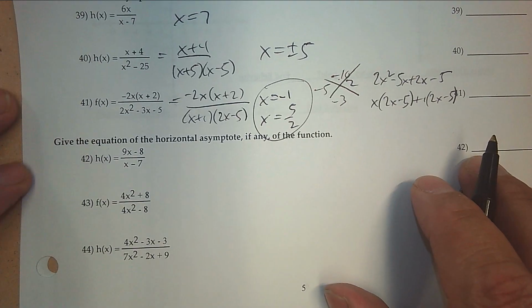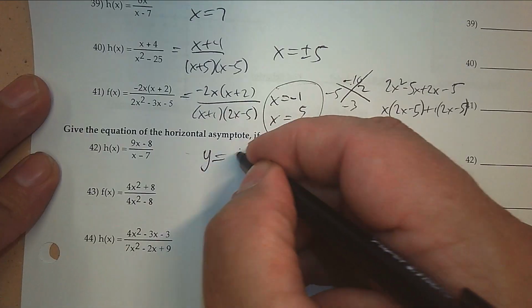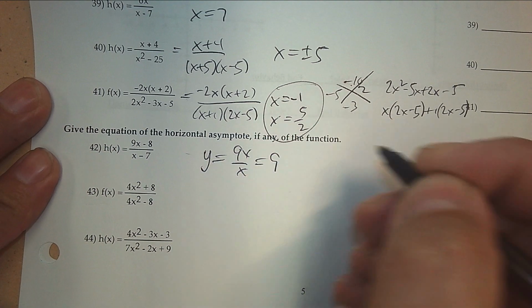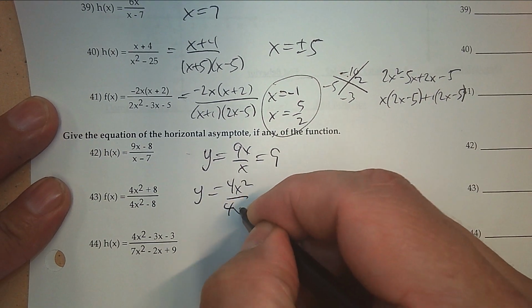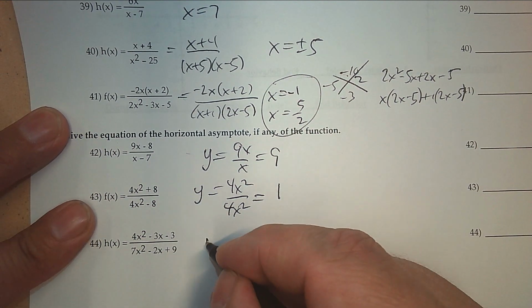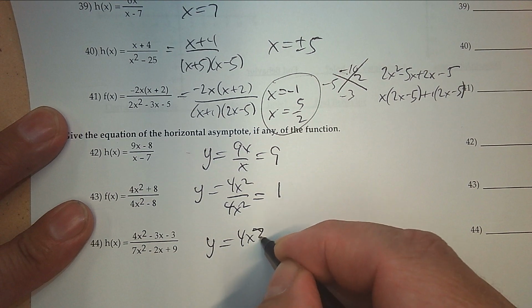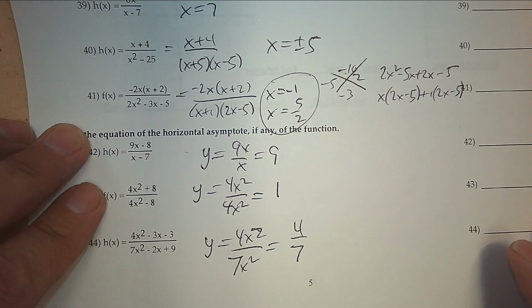How do I find the equation of the horizontal? So it's power over power. So 9x over x, which is 9. Here, it's 4x squared over 4x squared. That divides to 1. Here, we have 4x squared divided by 7x squared. So it's 4 over 7.